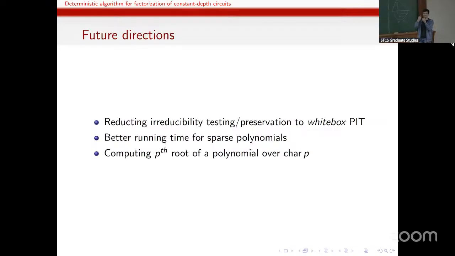And there's something else that Shantanu mentioned when he was asked about doing this over small characteristic. This is the simplest question that we don't know the answer to. Can you say something structural and then also algorithmic about the pth root of a polynomial over characteristic p?